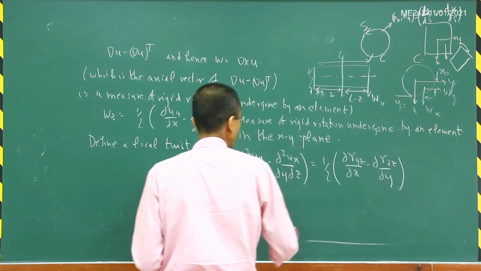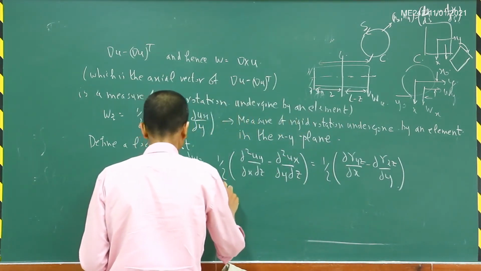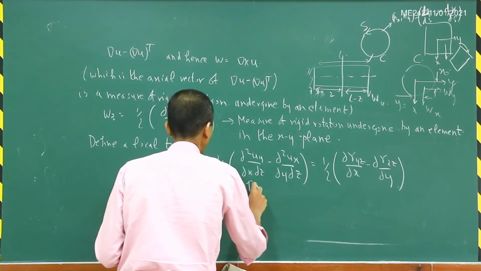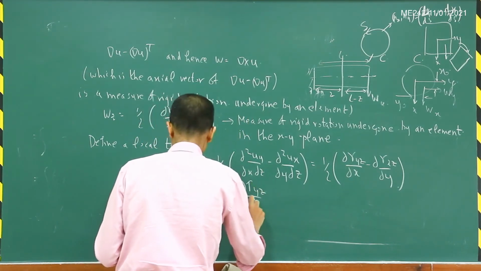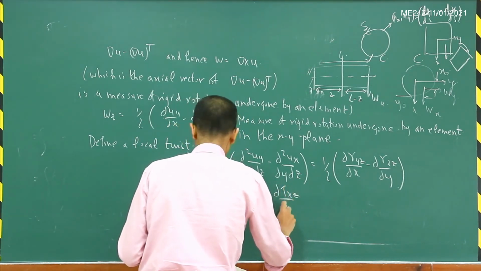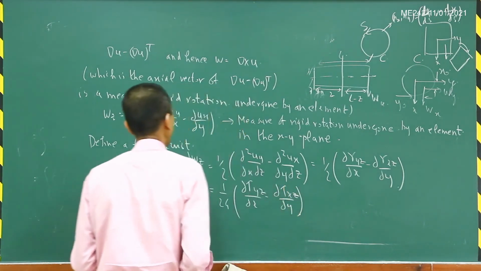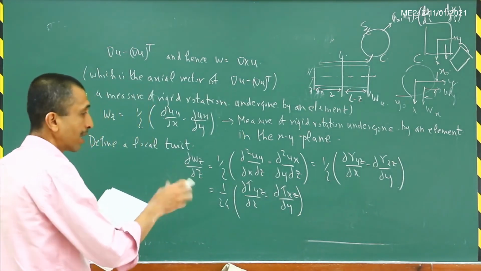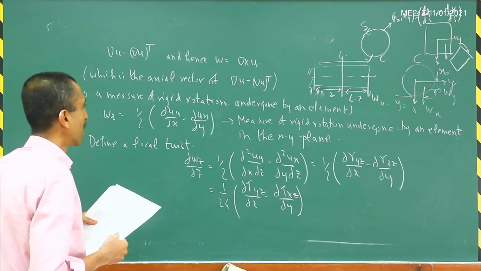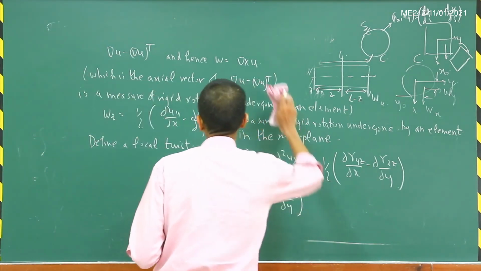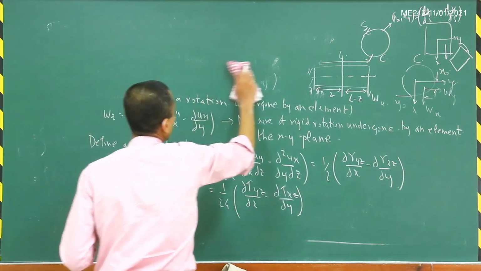And in terms of the stresses, now this will become 1 by 2g of del tau yz by del x minus del tau xz by del y. And so this represents a measure of the twisting of the cross section. So let us see why this represents a measure of twisting of the cross section.